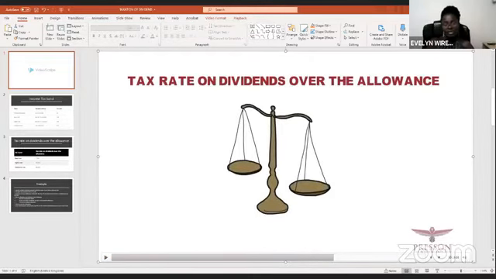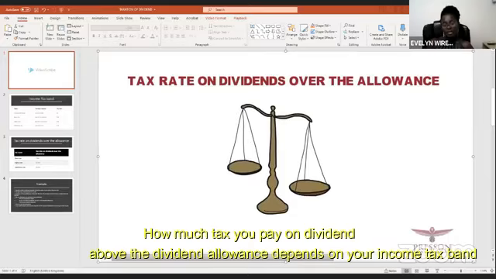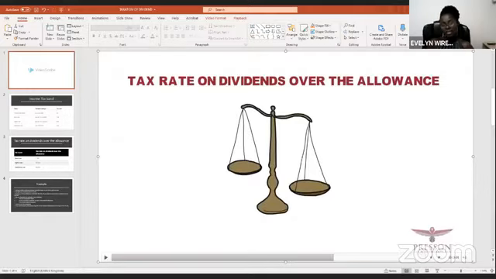I want us to look at how we work out tax on dividends. So how much you pay on dividend above the dividend allowance depends on your income tax band. I'm going to put the income tax band on the screen so that we can go through together before we move on a bit further on the dividend allowance. So bear with me as I share the income tax band.